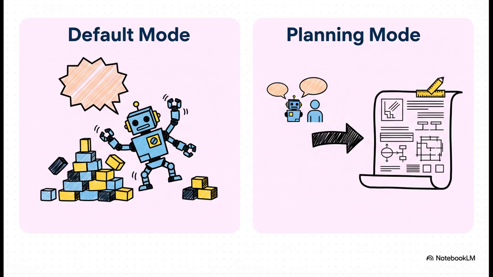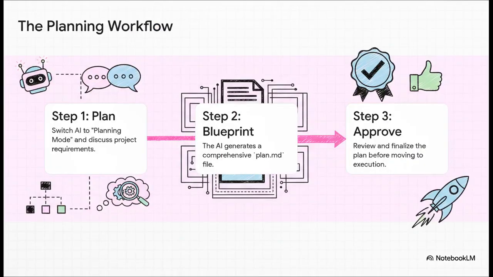But the architect approach is totally different. You flip the AI into a planning mode, where its only job is to talk through the project with you and create a super detailed blueprint. No code yet, just a rock-solid plan. And the process here is actually super simple. First, you tell your assistant to go into planning mode. Then, you just have a conversation, a back and forth, to nail down all the requirements. The key is that the AI's final output isn't code. It's a markdown file. Let's call it a plan.md that captures the entire project. You look it over, you approve it, and only then do you move on.